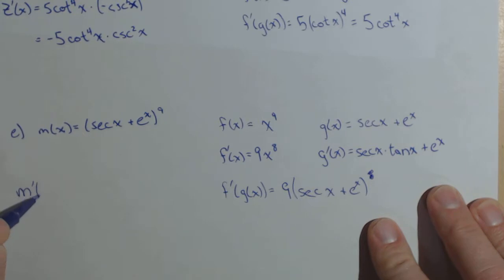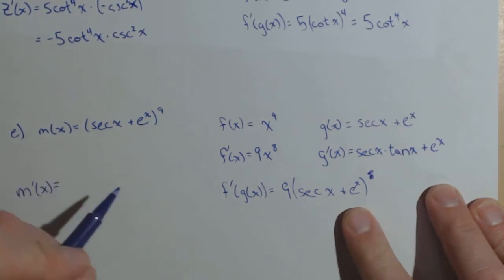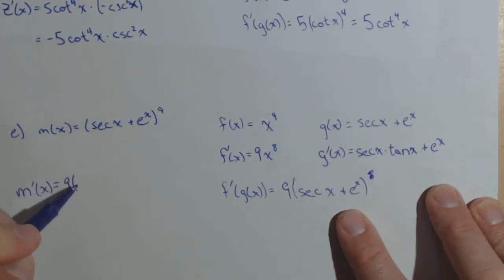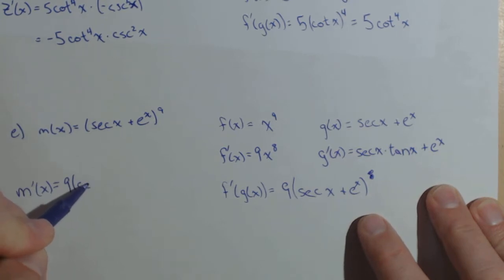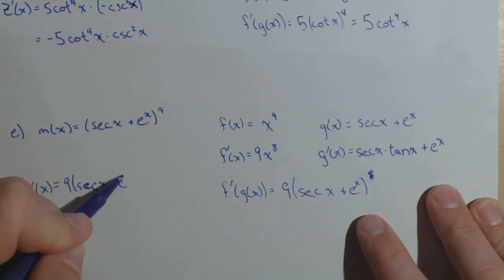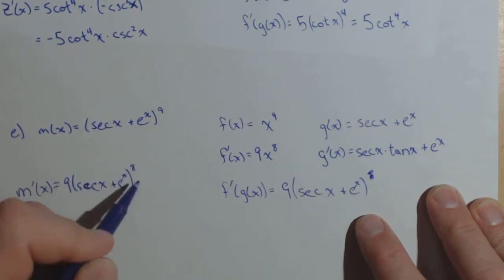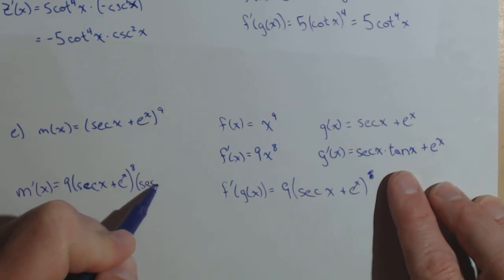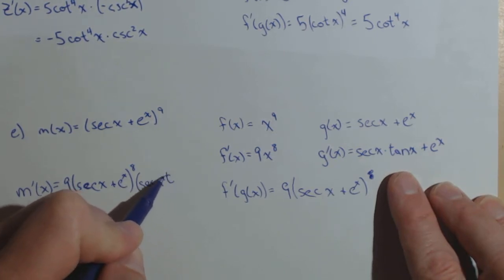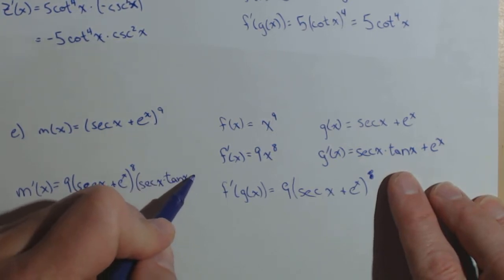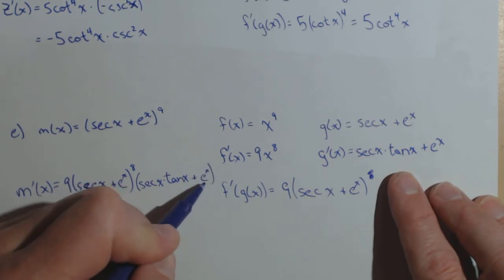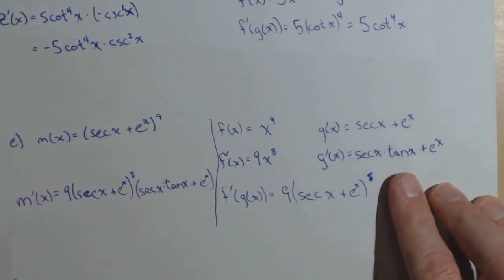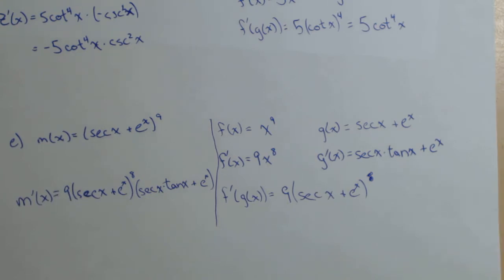We now have our m prime of x via the chain rule, which is 9 times secant x plus e to the x, all raised to the eighth. Now times g prime of x, which we'll want to put in parentheses, secant x times tangent x plus e to the x. And there's our derivatives using chain rule.